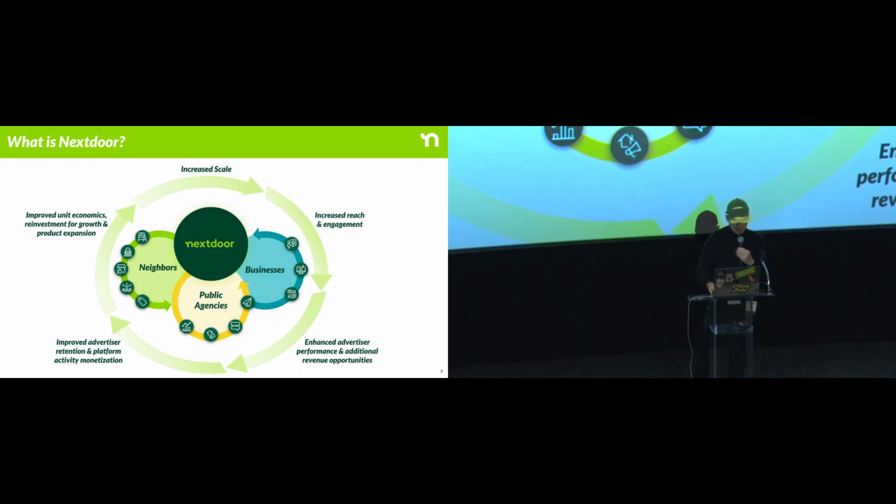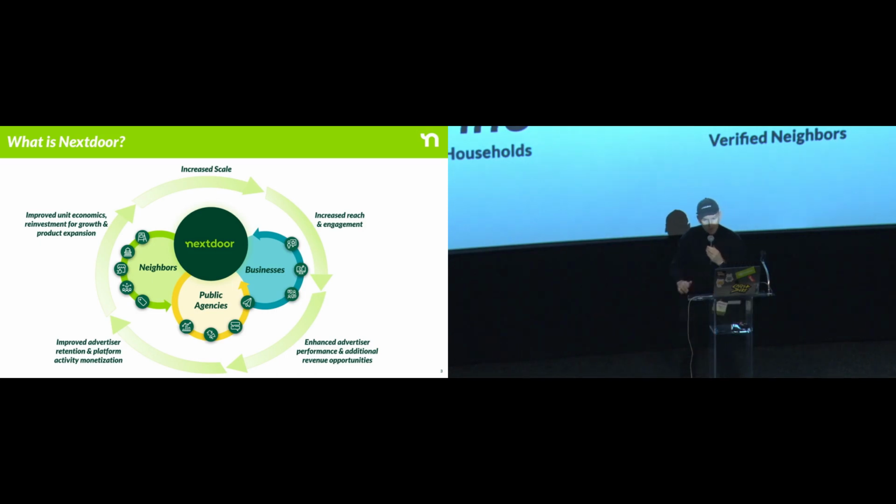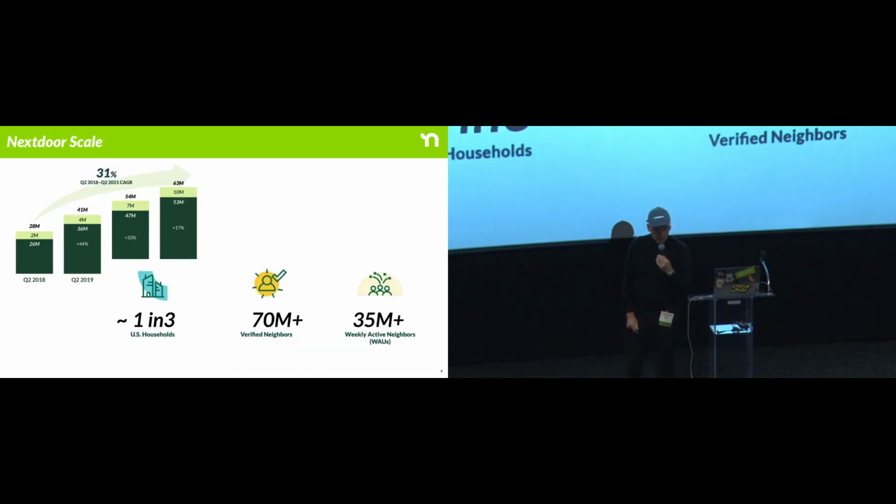So with all that in hand, we have to say that Nextdoor is quite a vibrant place. It has been growing really fast. You can see that in the last 3 years, we have been growing 31% year over year with respect to verified neighbors. We are in 1 in 3 households in the US. We have over 70 million verified neighbors worldwide, and we have 35 million weekly active users.